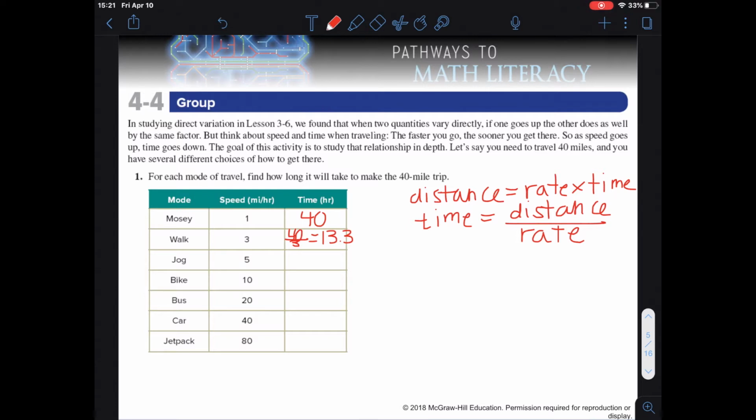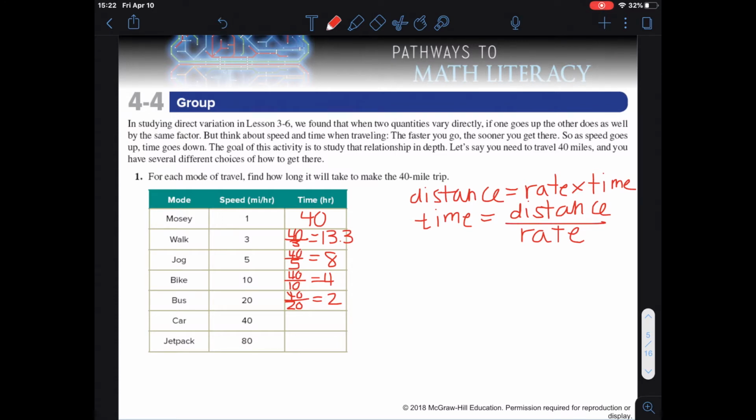If we're jogging, we can go 5 miles per hour. So we'll do 40 over 5. And it's going to take us 8 hours. To bike, we go 10 miles per hour. So 40 over 10. That will take us 4 hours. If we take a bus, we can go 20 miles per hour. So it will take us 2 hours to get there.